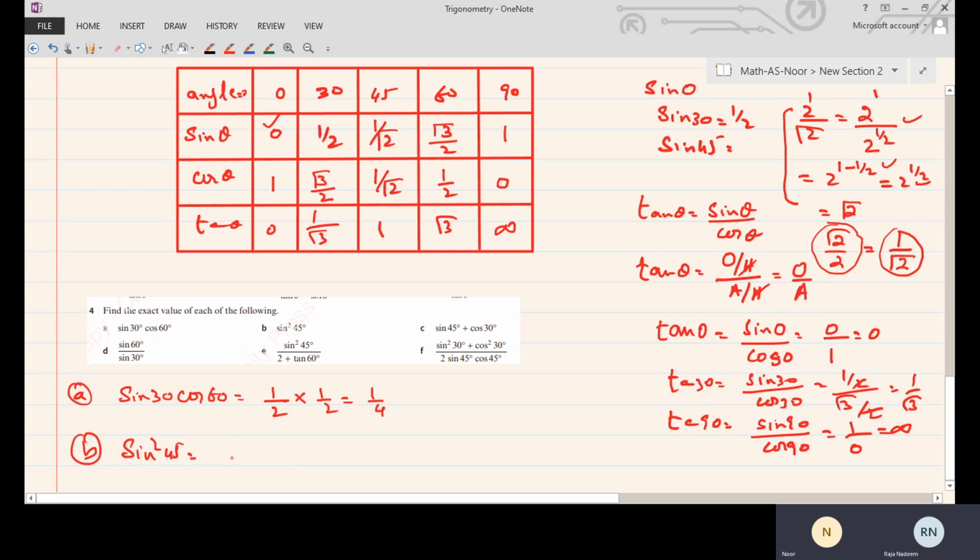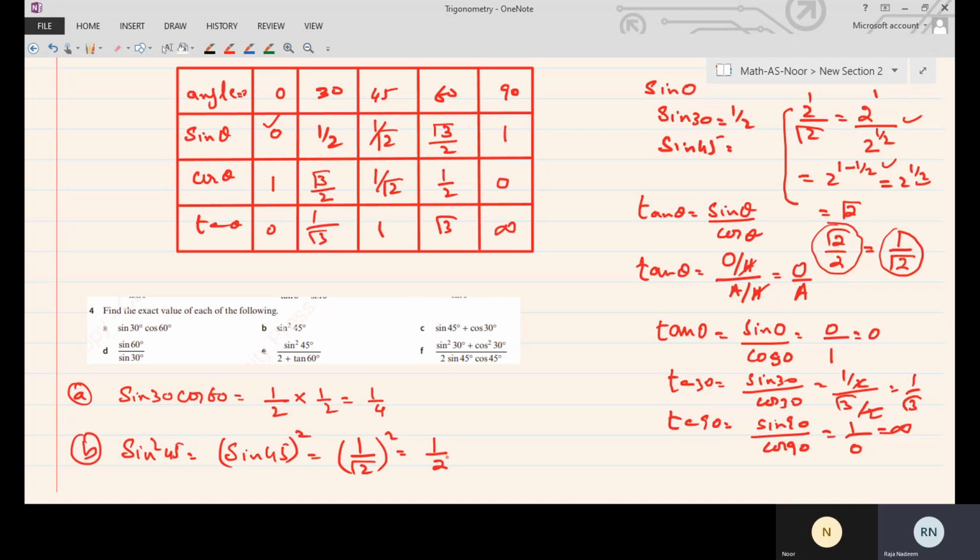In that case, when in the question you are asked to write the answer exact and you write in decimal, then they will deduct the marks of exact answer. So sine square of 45 we will treat as sine of 45 whole square, and sine 45 is 1 over under root 2, and the square of this number will give you 1 over 2. So this is how you use the table to find the answers.